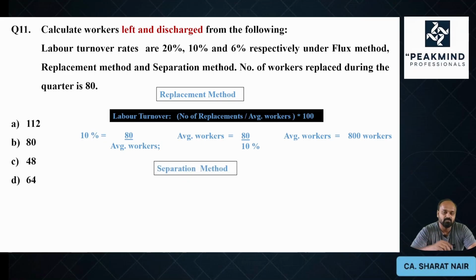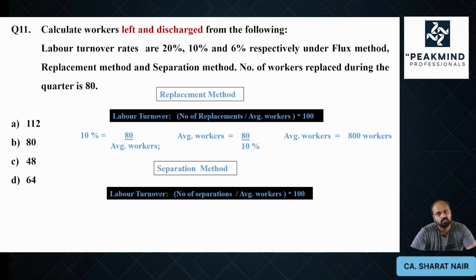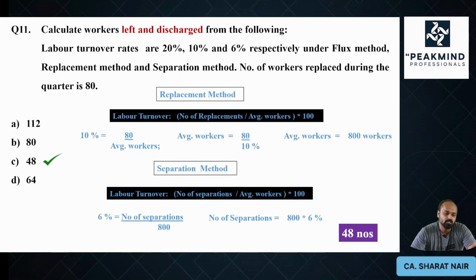Now, applying the average number of workers in any one of the formulas, I am following the separation method. Since the question is asking for those who left and were discharged, we don't need to take a wider route to calculate it. We can straightforwardly apply the separation method. Under the separation method, number of separations divided by average workers into 100 is the labor turnover. So 6% is equal to number of separations by 800. I can write it in a better way: number of separations is equal to 800 times 6%, which comes to 48 workers. So the correct answer is option C.